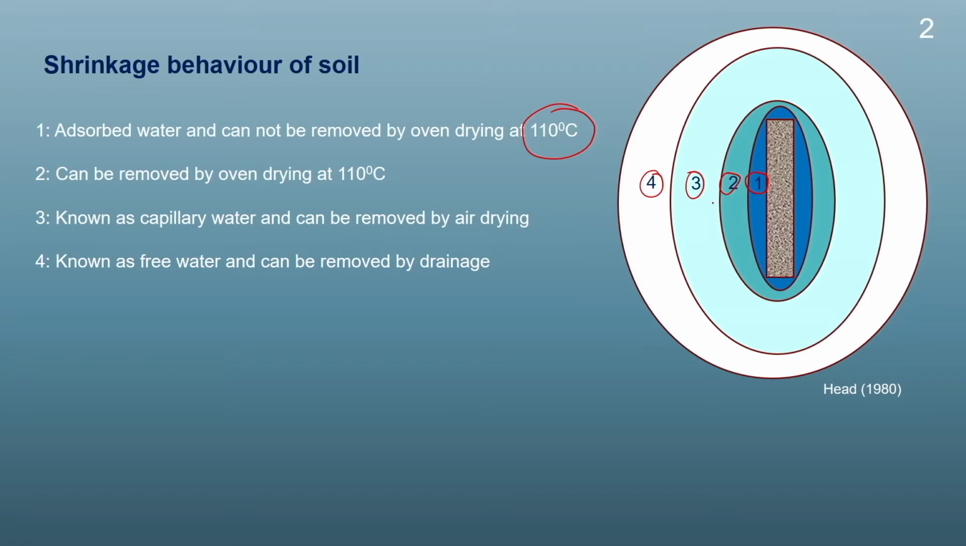Next to this diffuse double layer water, the third is known as the capillary water. This capillary water is held very lightly and can be removed by air drying of a soil. Next to the capillary water comes the free water, and this free water can drain down from the soil or can be removed by drainage. So when we dry a soil sample by oven drying or air drying, the water present in the second and third zones will be removed. When we air dry the soil sample, the water in zone 3 will be removed, whereas when we oven dry the soil sample, the water in the second zone will be removed, whereas the fourth zone water can be removed by gravity or by drainage.